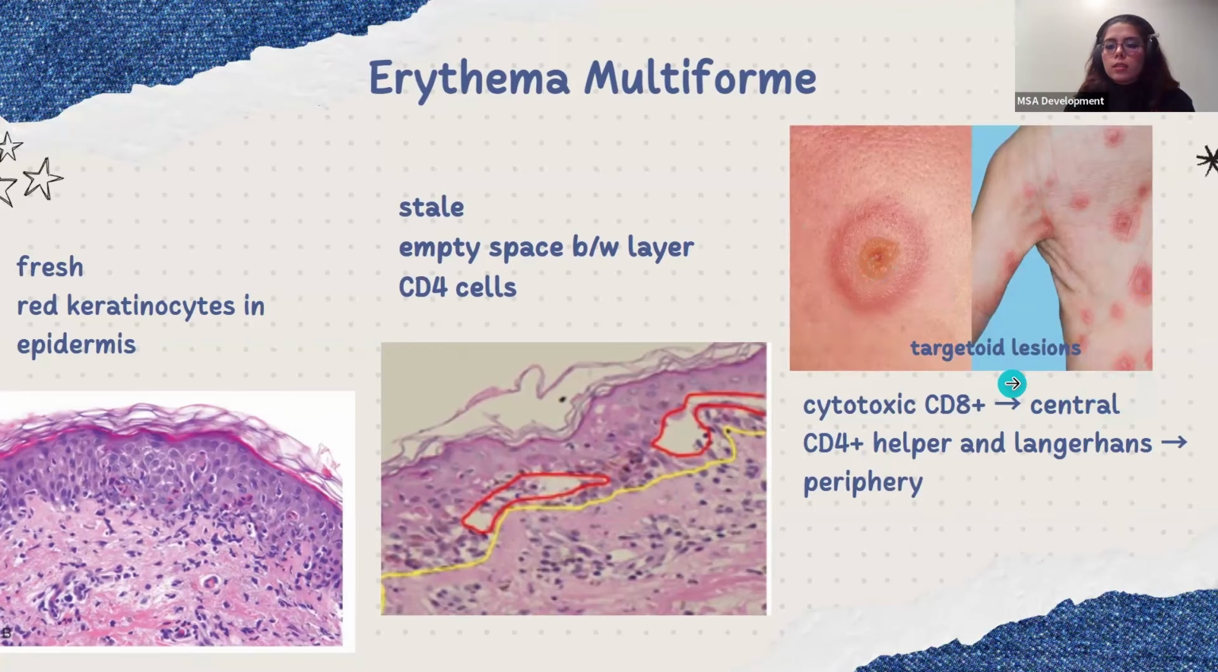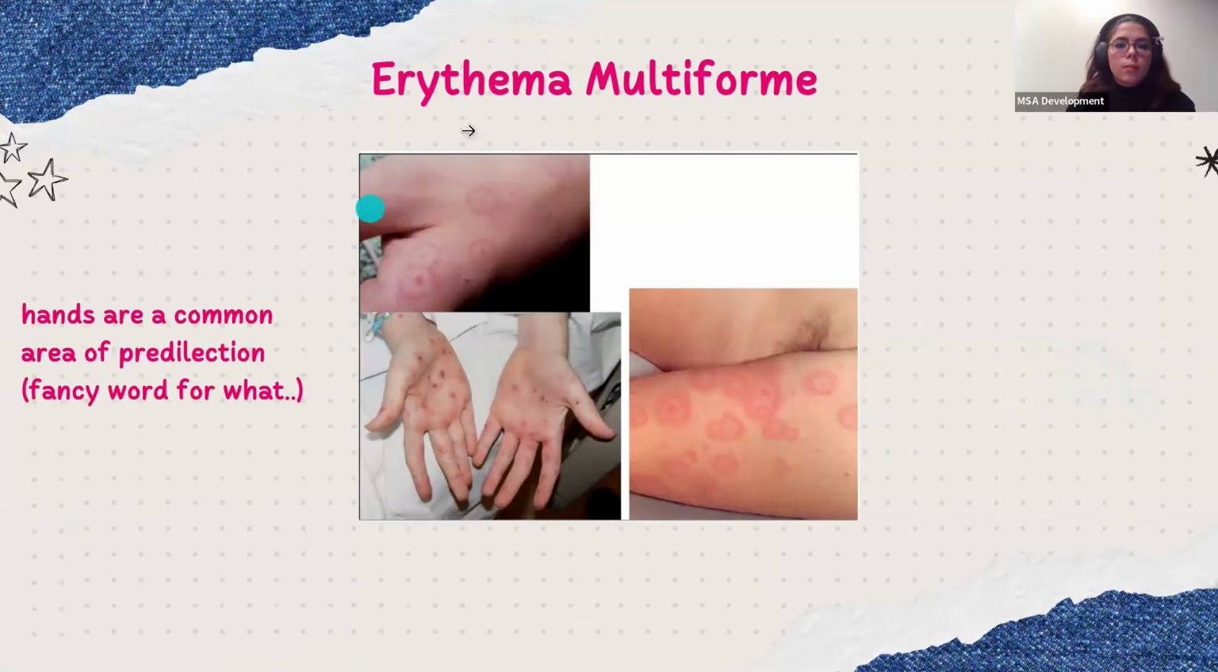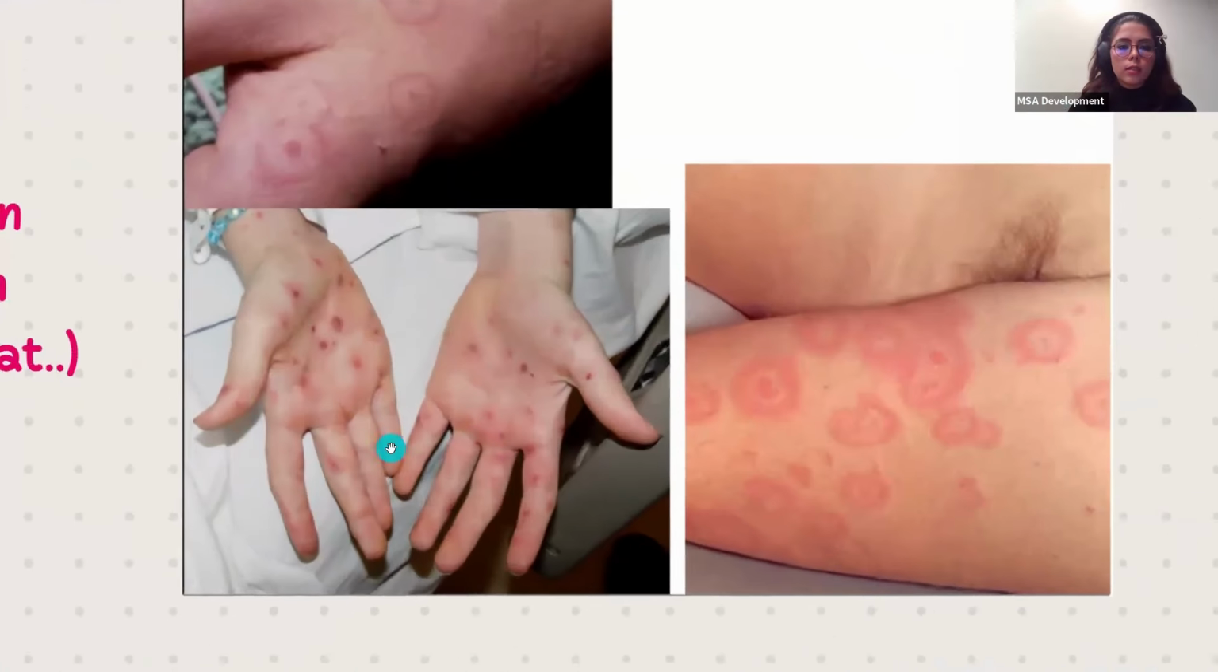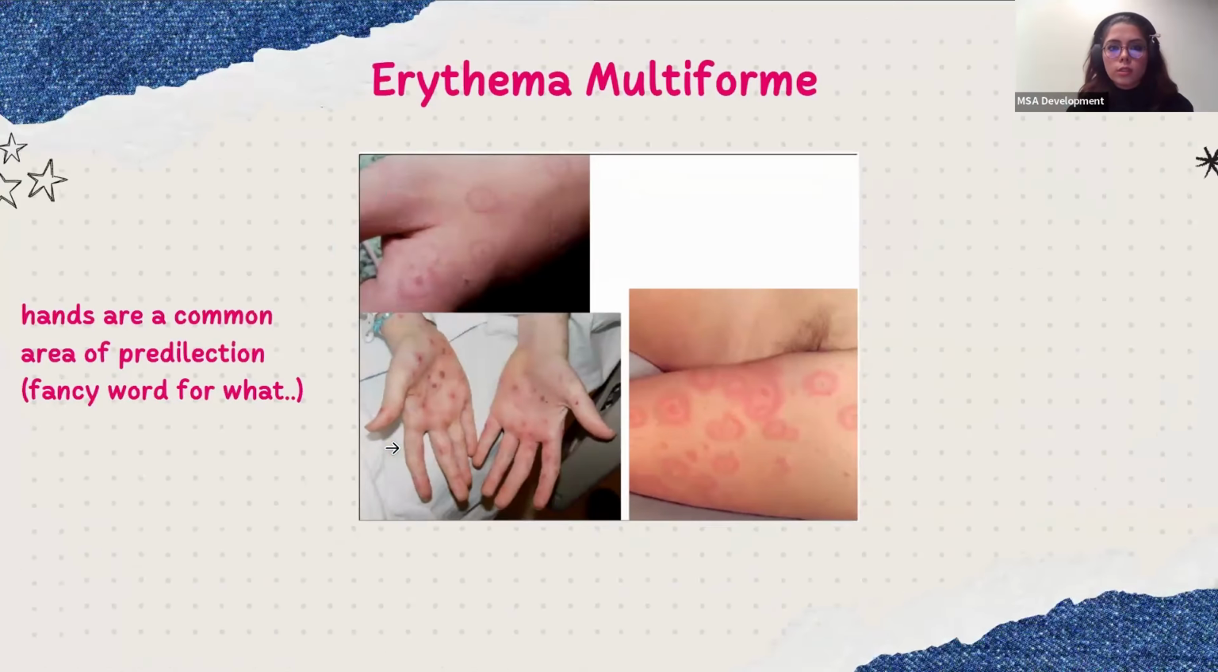What's next? Why is this not working? Oh, okay. Erythema multiforme. Hands are a common area of predilection. This basically means it's where you are most likely going to see them. Here in the hands. This is what they look like. Okay, targetoid lesions.